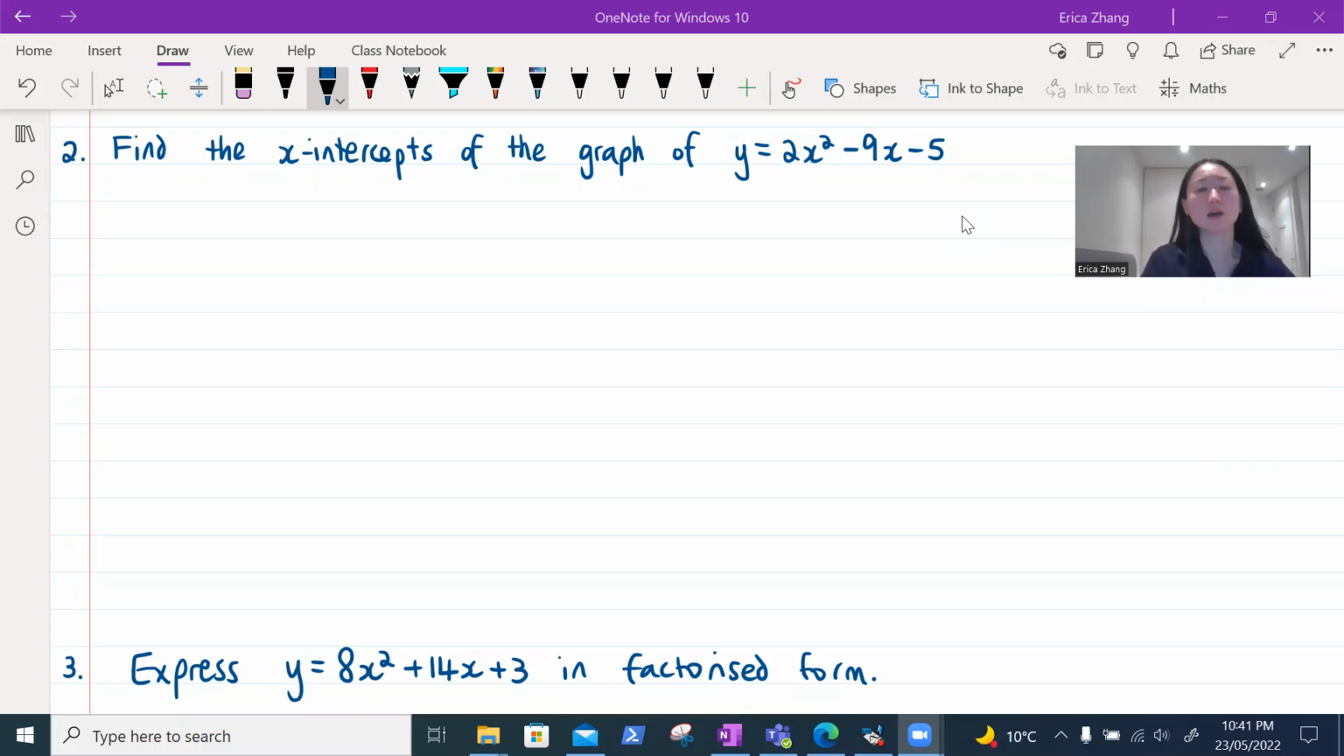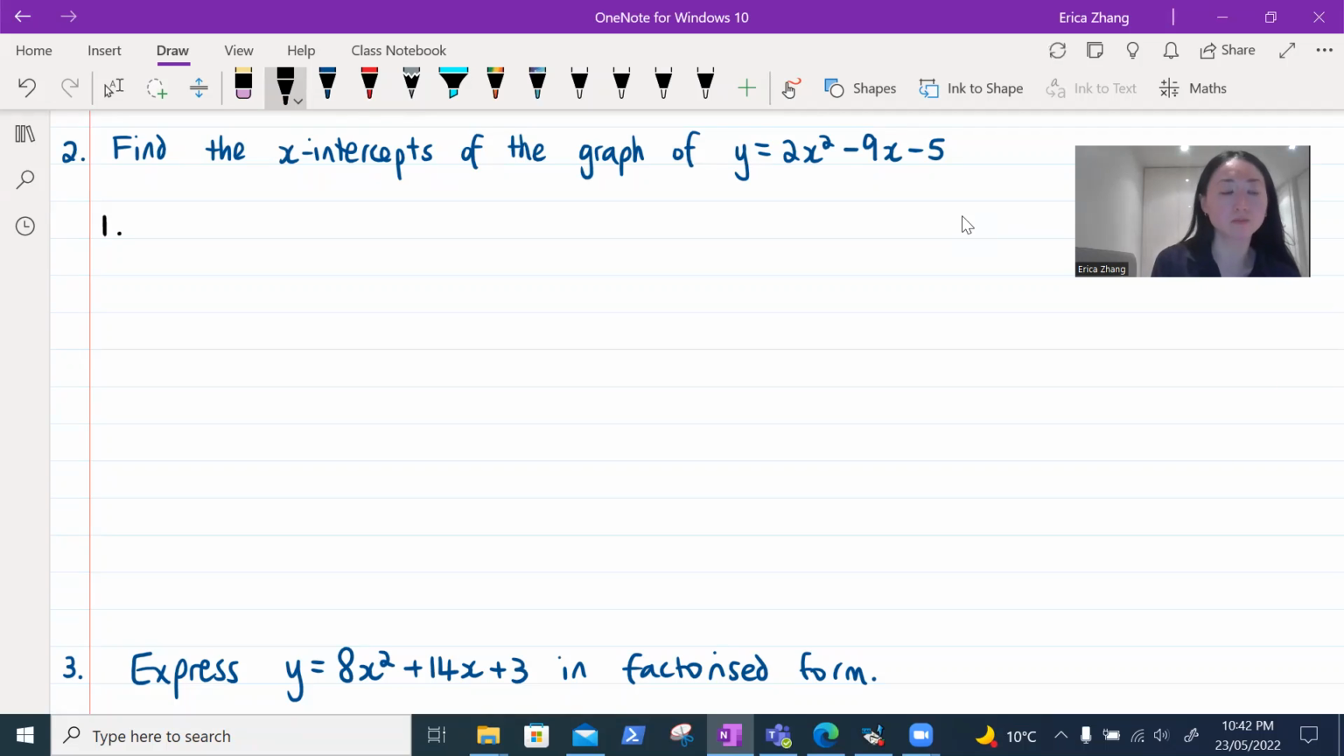Okay, now let's find the x-intercepts of the graph of y is equal to 2x squared minus 9x minus 5 using the factorization method we just talked about. Okay, so we notice this is, again, a non-monic quadratic trinomial because the coefficient of x squared is not equal to 1, and we have 3 terms. It's not always possible to factorize these quadratics this way, as we'll see in the future. Sometimes we have to resort to using the quadratic formula or completing the square if we choose. But in this case, let's try it out.